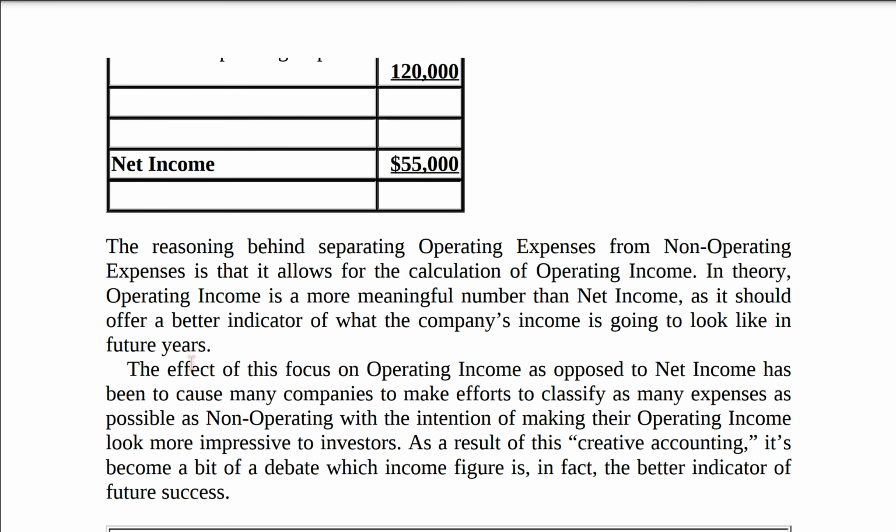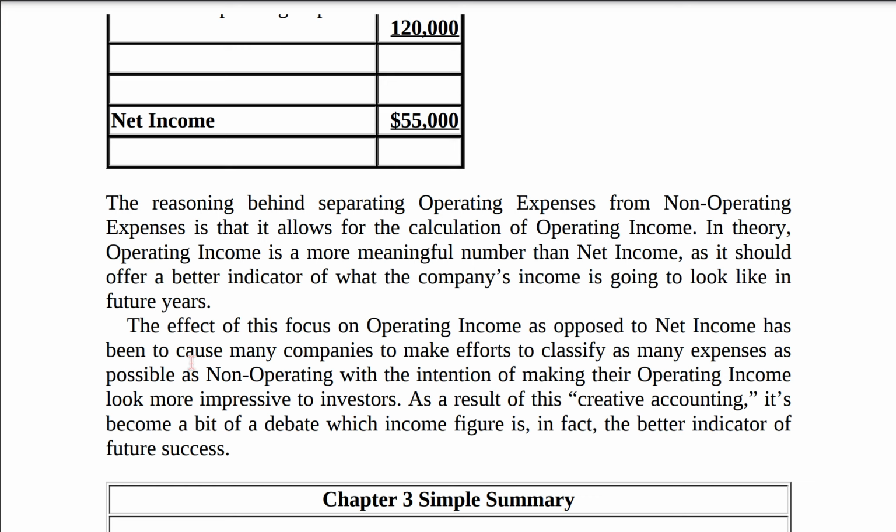So here it is also given the reasoning behind separating operating expenses from non-operating expenses is that it allows for the calculation of operating income. In theory, operating income is a more meaningful number than net income, as it should offer a better indicator of what a company's income is going to look like in future years. The effect of this focus on operating income as opposed to net income has been to cause many companies to make efforts to classify as many expenses as possible as non-operating with the intention of making their operating income look more impressive to investors. As a result of this creative accounting, it's becoming a bit of a debate which income figure is in fact a better indicator for the future.